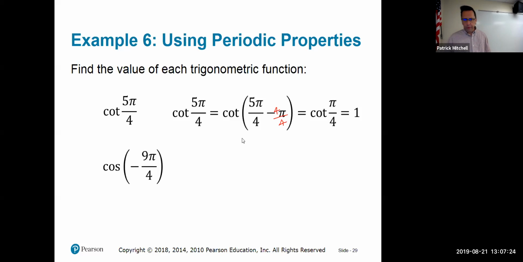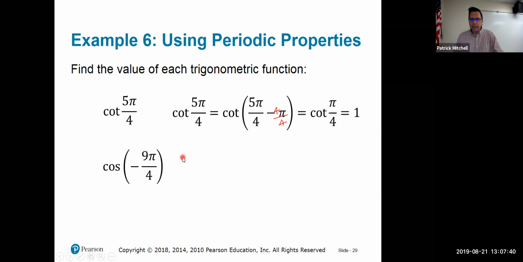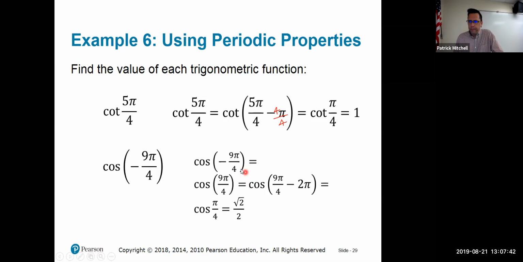Okay, so hopefully you had a chance to try cosine of negative 9 pi over 4. So the first thing I want to remind you of is that cosine is an even function, which means you can take this negative sign and basically ignore it. So that's the first thing I'm doing, going from this step to this step. I'm dropping the negative sign because cosine is an even function.